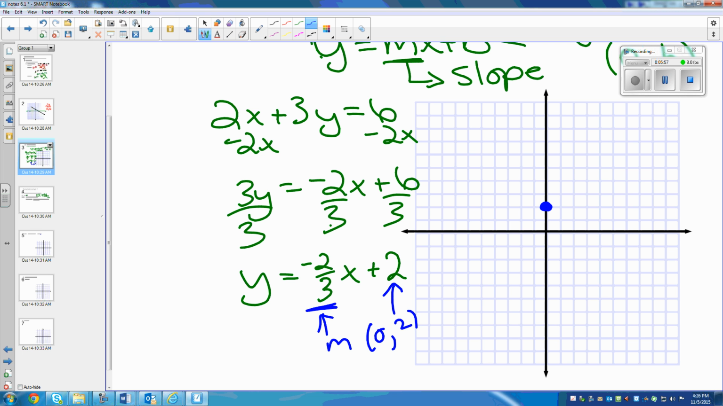Now, your slope says negative 2/3. What does that mean? Well, remember, slope is rise over run. Right? Your slope means rise over run. So from this point, we're going to rise a negative 2. 1, 2, so we're right here. And we're going to run 3, positive 3. 1, 2, 3 gives me a point here.